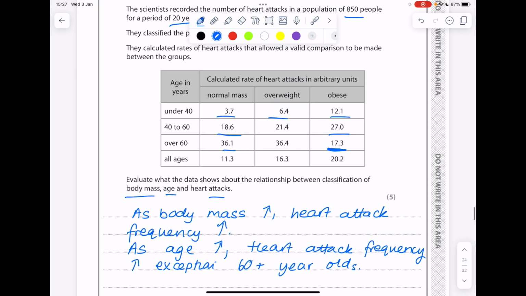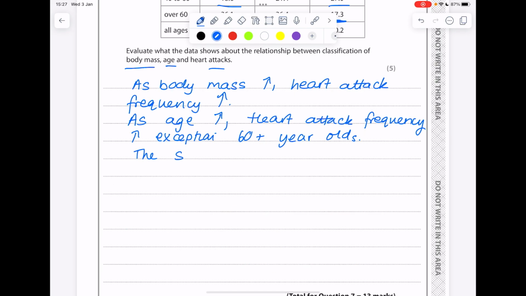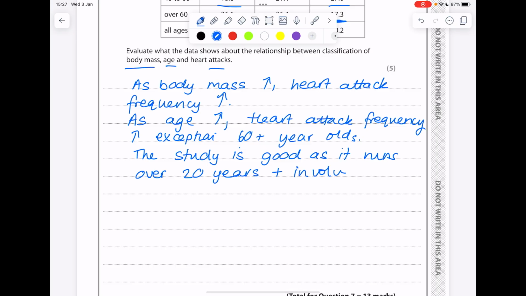Let's talk about the quality of the study. The study is good as it runs over 20 years and involves a large number of people. So there's a further 2 marks.